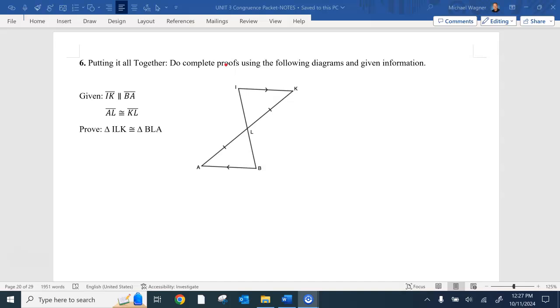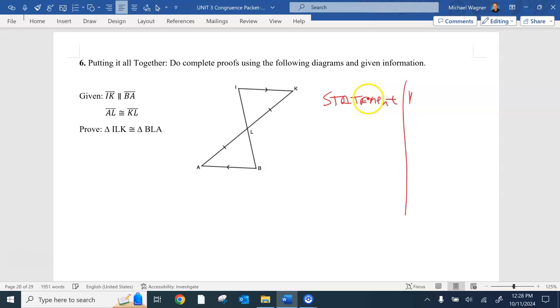So one thing you can do is you can make a statement, and you can have a reason. Okay, so remember, you always want to start your proofs with what's given. Usually, that's a good idea.